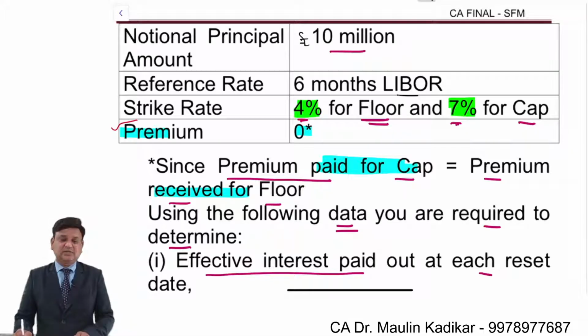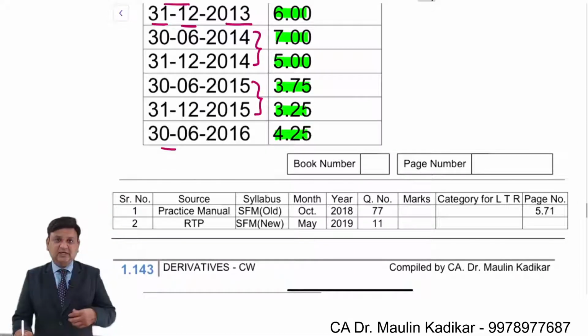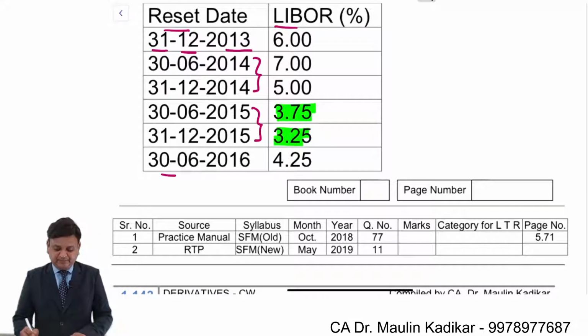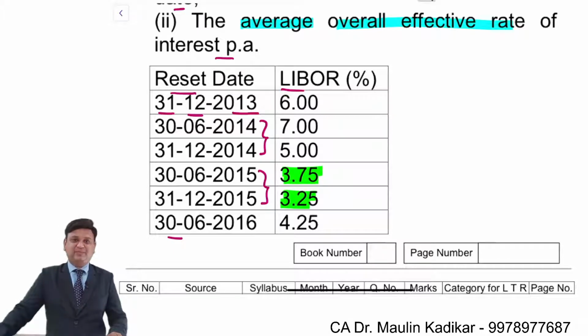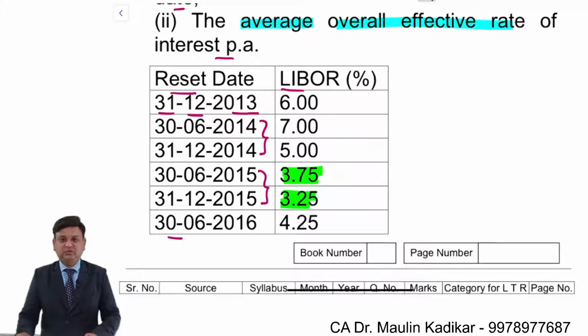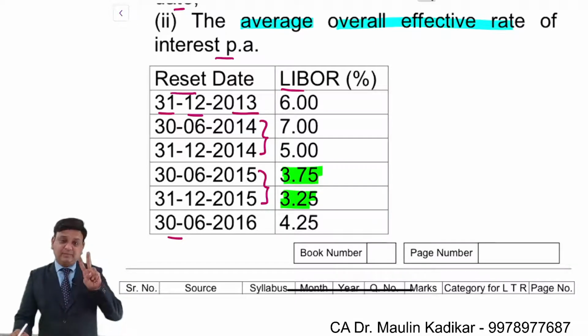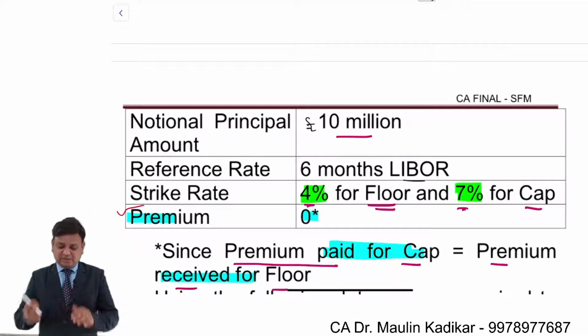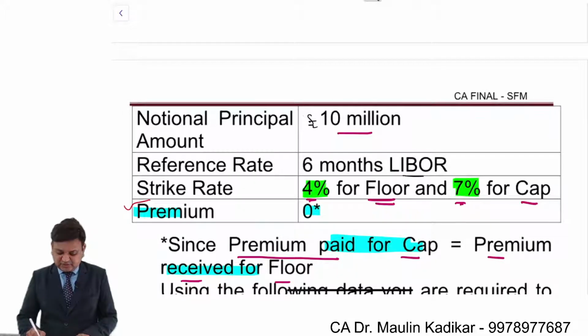Floor is 4%. So we have given a right to somebody, and because of that, whenever the rate of interest falls below 4%, at that time we have to pay. So we are required to make the payment when the rate of interest is 3.75%, and we have to pay when the rate of interest is 3.25%. So over here you are required to make the payment 2 times, when the rate of interest is below 4%.